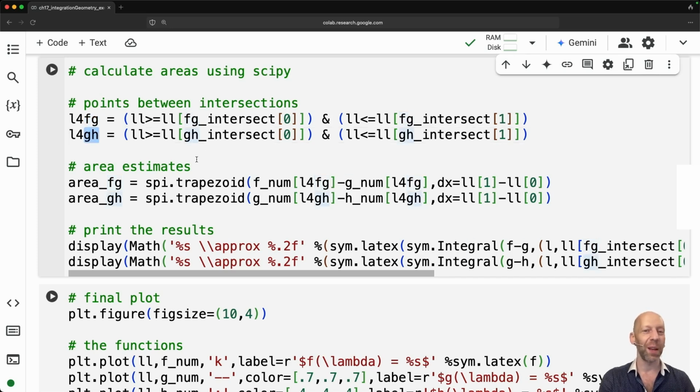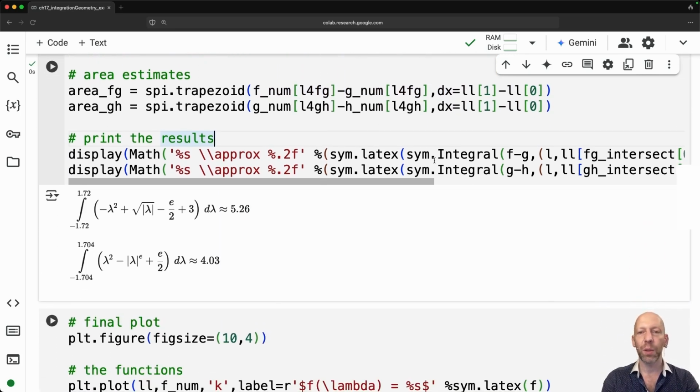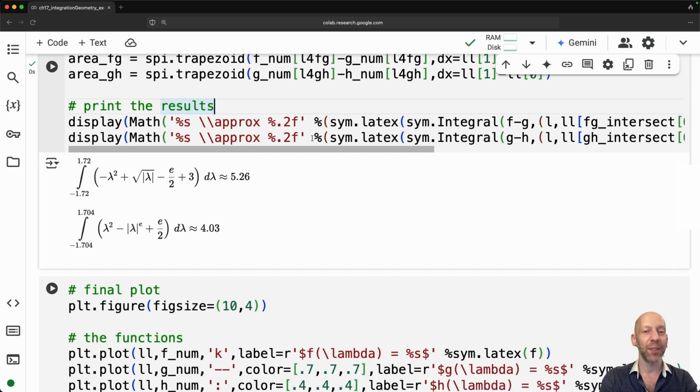Once you get this, the rest of this is really straightforward. You know all about this code here using SPI.Trapezoid. I'm just calculating the area between these two functions at these lambda values, or x-axis values, and this is the delta x. Okay, and then I'm just printing out the results using nice LaTeX formatting. And thus concludes the calculus part of this exercise.